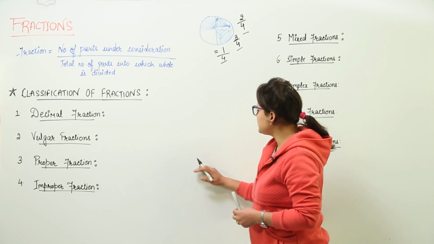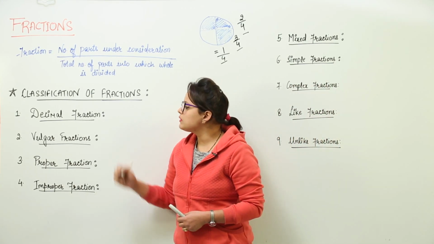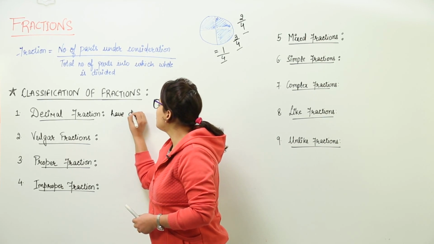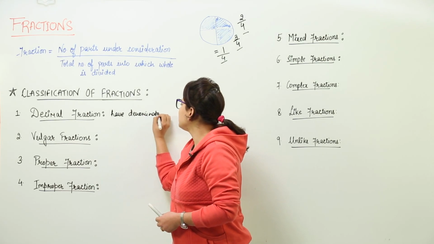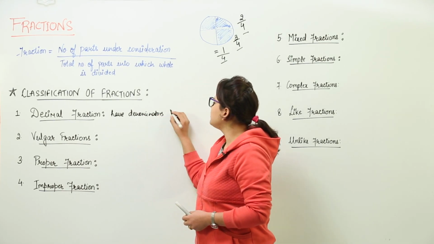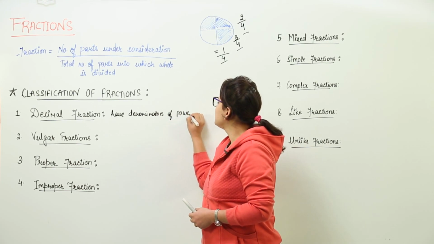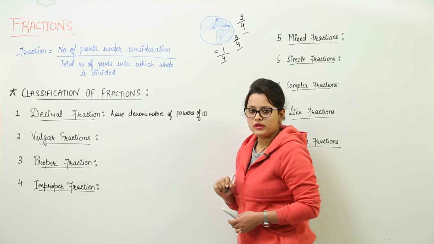See, I have classified them into 9 types. The first one is the decimal fraction. Decimal fractions have denominators as powers of 10. So, I will write they have denominators of powers of 10. Now, what do you mean by a denominator and a numerator?